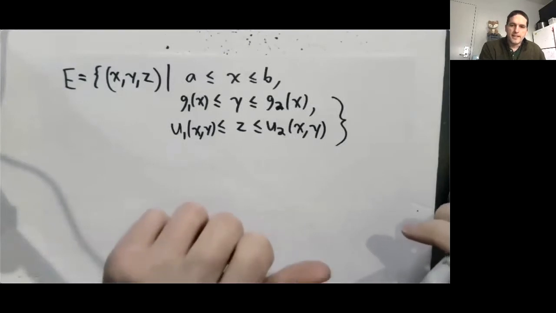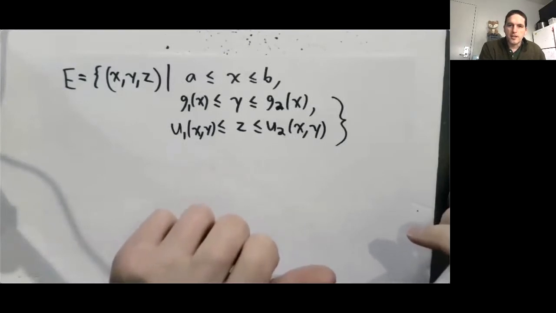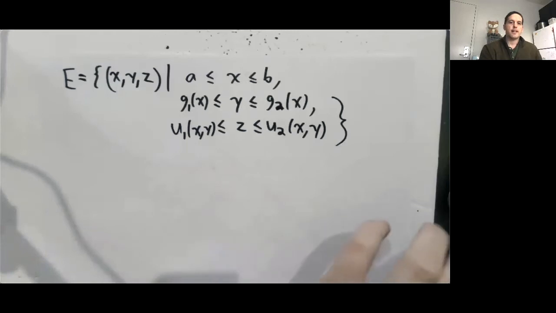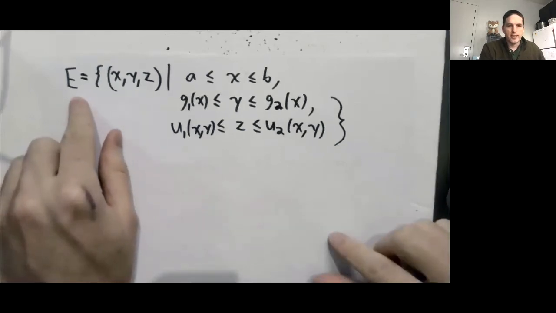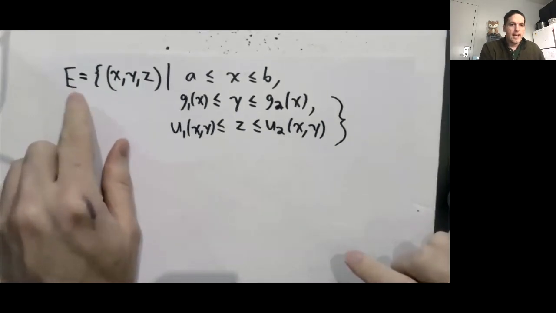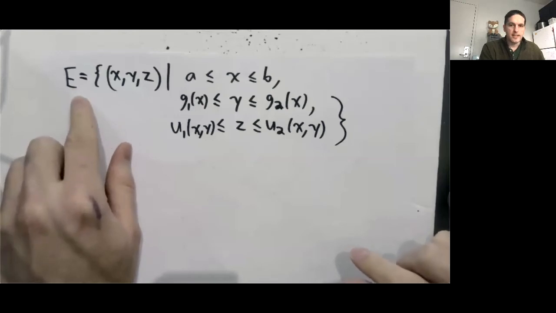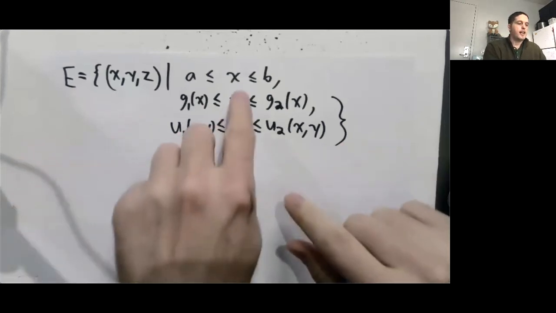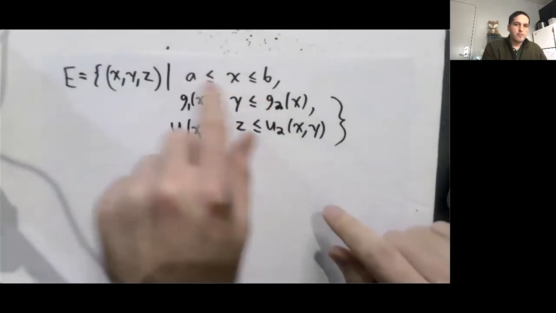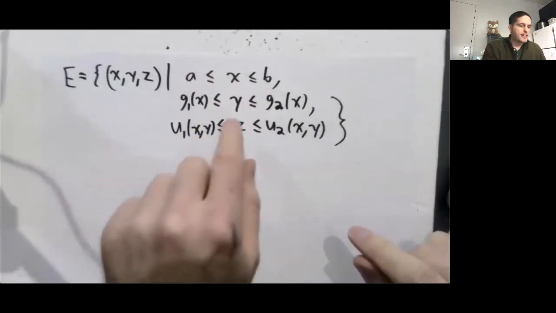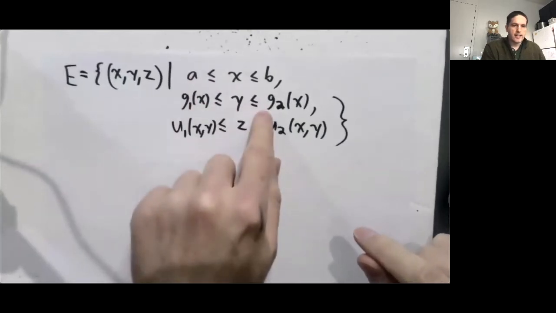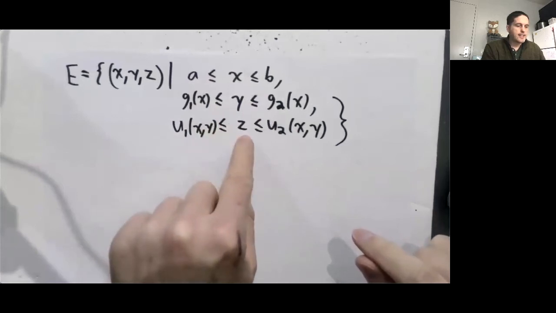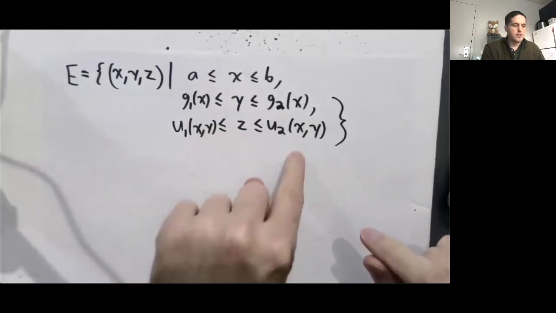Here's another way to think about setting up your triple integral. And this way of thinking about it might get you to the answer a little more directly, even though it's equivalent to what we've been doing. Suppose we want to integrate a function of 3 variables over a solid region E, and suppose that E can be described like this. And notice the pattern here. x is in between a and b, which are constants. And y is in between g1 of x and g2 of x. And then z is in between u1 of x, y and u2 of x, y.